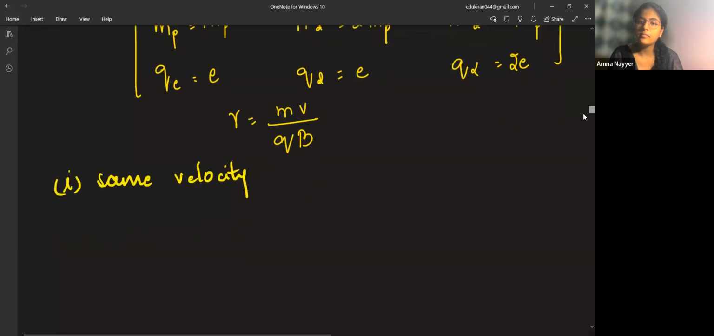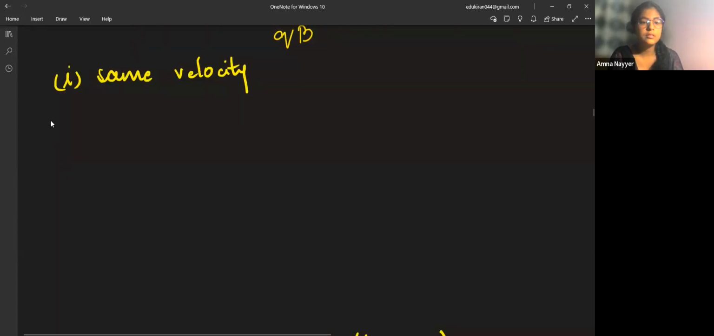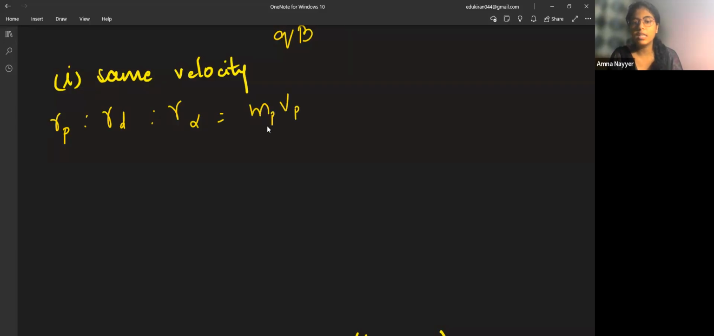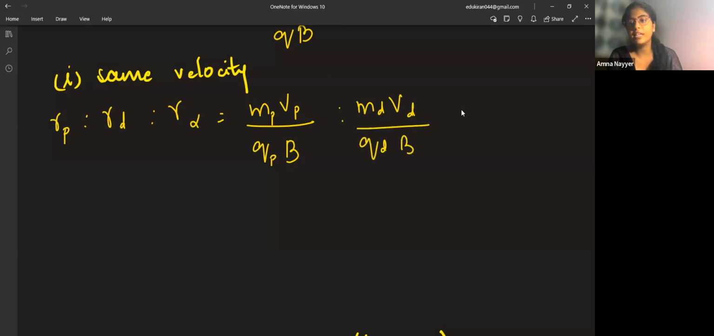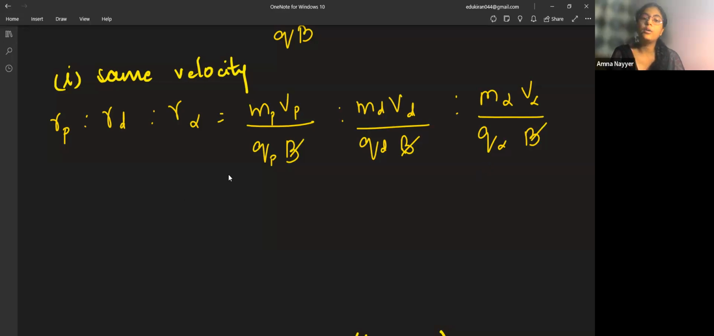The ratio of the radius of the proton is to that of the deuteron is to that of the alpha particle. Mass of proton, velocity of proton, charge of proton, and magnetic field. Mass of deuteron, velocity of deuteron, charge of deuteron, and magnetic field, which is the same, so I'm not writing it as BD or BP. Mass of alpha particle, velocity of alpha particle, by charge on alpha particle and magnetic field. The magnetic field will cancel from here.